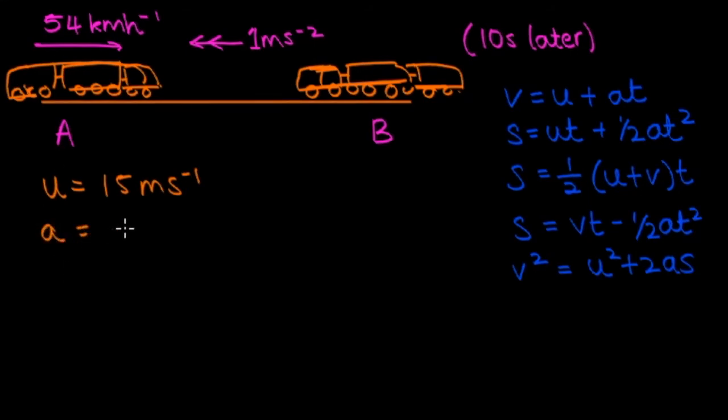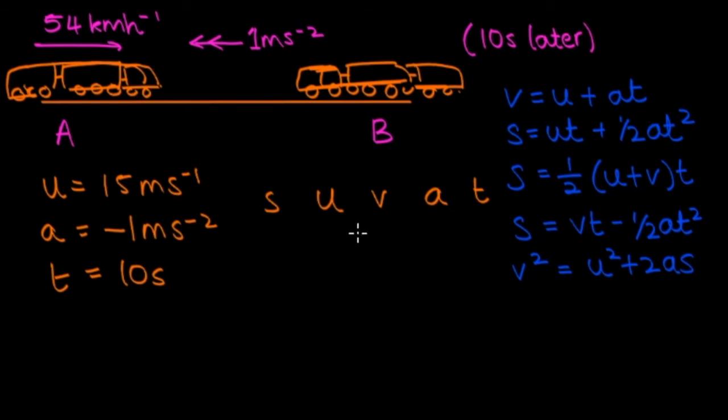Acceleration is -1 because we're decelerating, and t is 10. So we've been given 3 of the SUVAT variables. U is 15, t is 10, and a is -1. And let's start by finding the velocity of the train as it passes B. So this is what we're trying to find. And at the moment we're not interested in finding S.